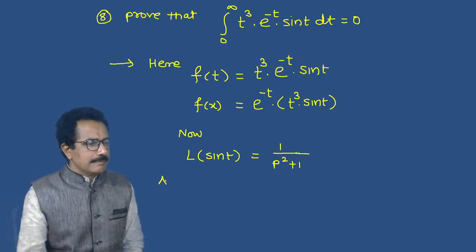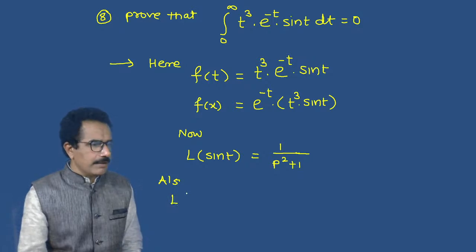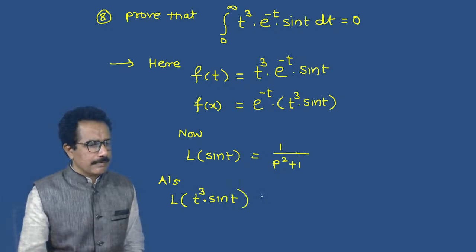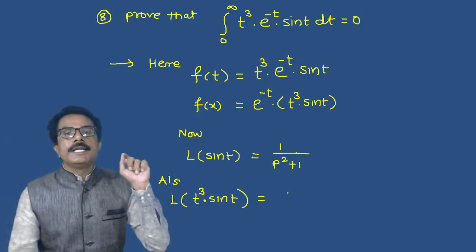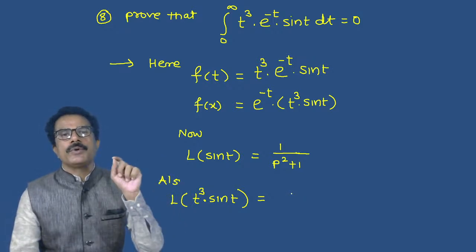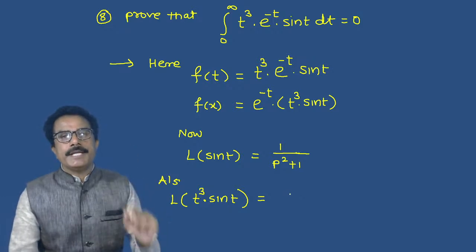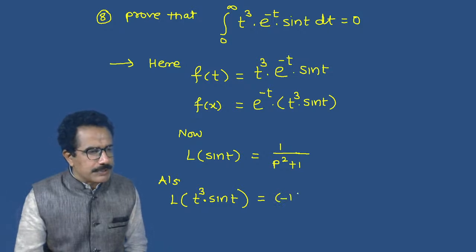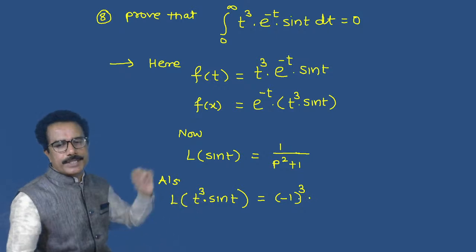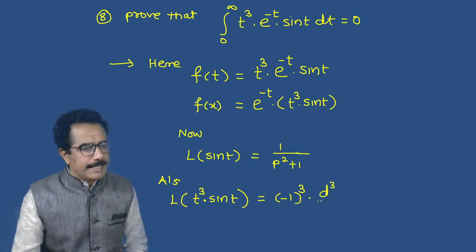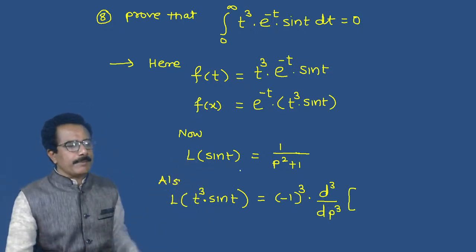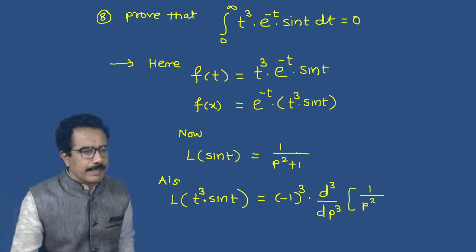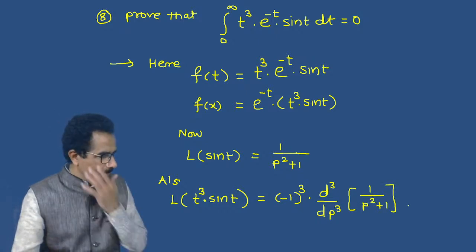Now also the Laplace transformation of t cube into sin t, now here we have to use the formula. Which formula? Laplace transform of t raised to n into f of t is equal to minus 1 raised to n, d n by dp raised to n of F of p. So minus 1 raised to 3, here in this case n means 3, d 3 by dp raised to 3 of capital F of p. Capital F of p means the Laplace transformation of sin t, which is 1 upon p square plus 1.